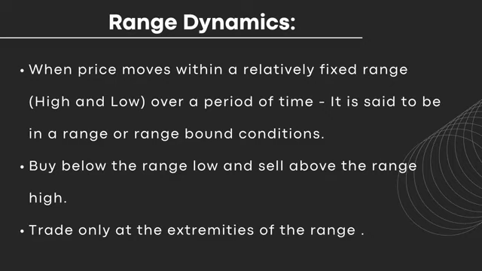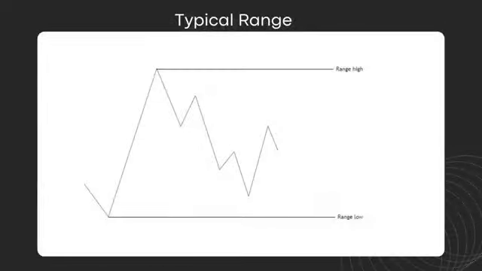Again, buy below the range low and sell above the range high, right? And trade only the extremes of the ranges and stay away from the inside. Now moving on, this is how a typical range looks, right? We've got a low and a high and price is stuck between that low and high, which we also call a range low and range high, right?